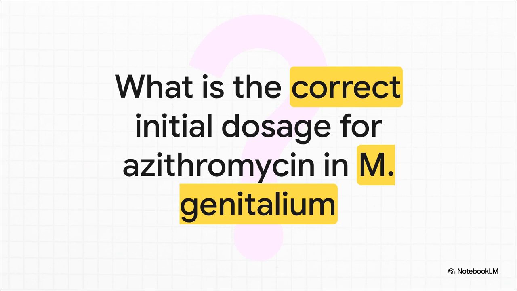Question 1. What's the right starting dose for azithromycin in an adult with uncomplicated M. genitalium? The correct answer is C. Remember that front-loaded regimen, 500 milligrams on day 1, then 250 for days 2 through 5. That specific kinetic profile is what makes it work.